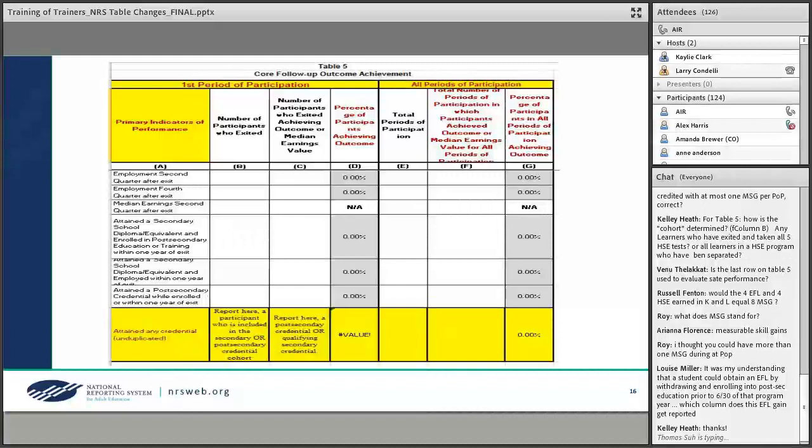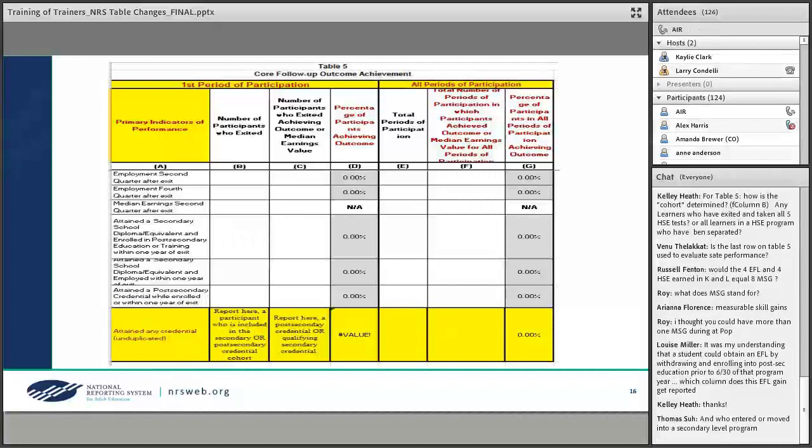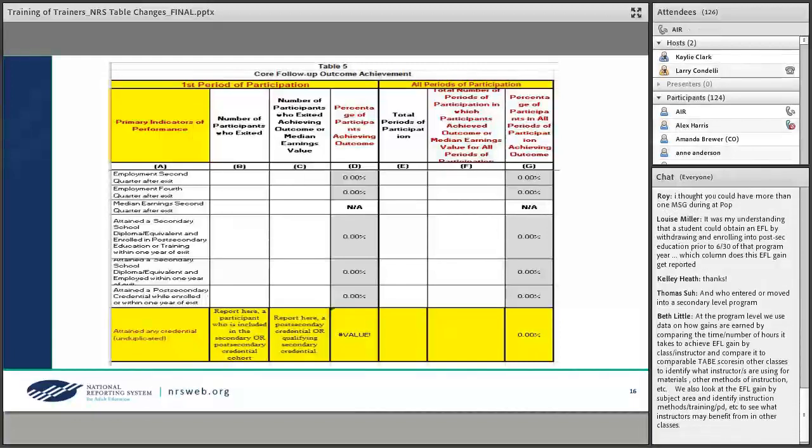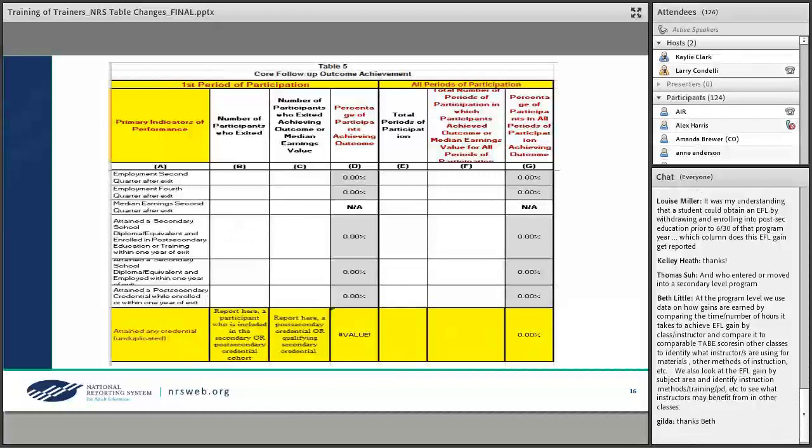So that is a policy we've had since WIOA was in place. Then Venu asks, is the last row on Table 5 used to evaluate state performance? Yeah, the last row, the last cell, that is the WIOA indicator for credential. That will be used. It's the same thing. It'll be all the unduplicated credentials over periods of participation.